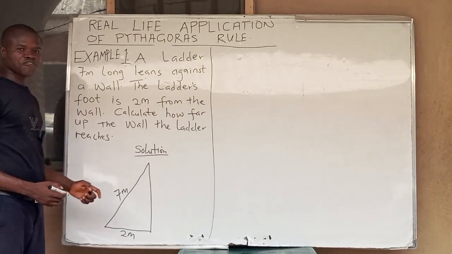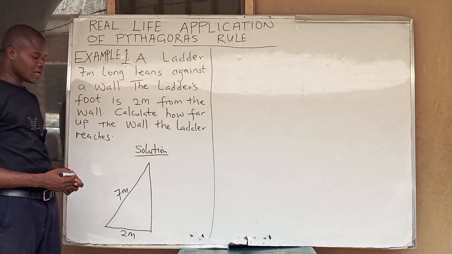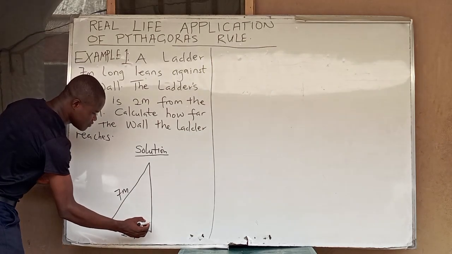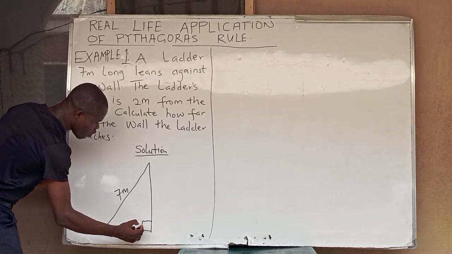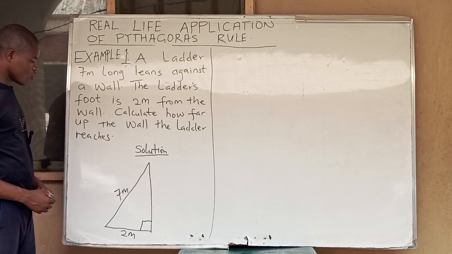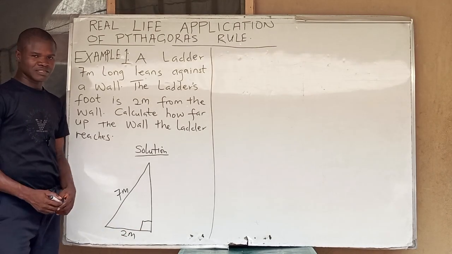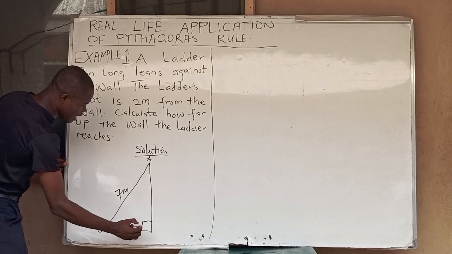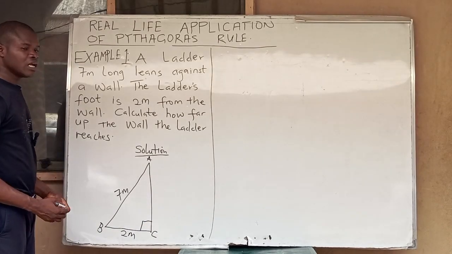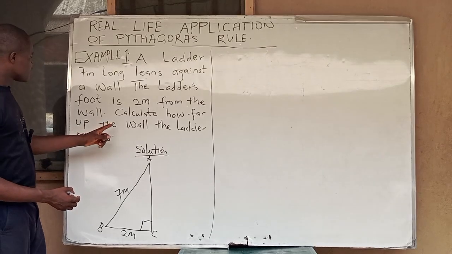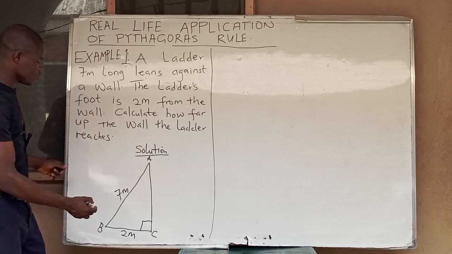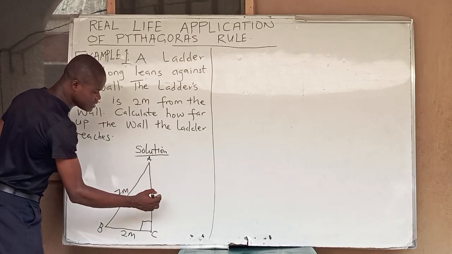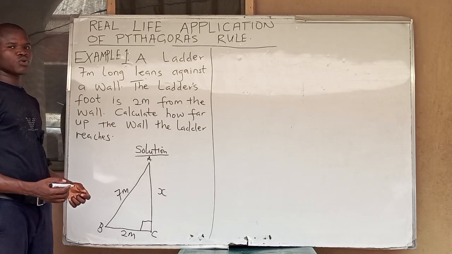So definitely this has formed a right-angled triangle. Where is the right angle in this triangle? It is very clear that it is where the wall meets the floor. So this is your angle 90 degrees. You can choose to call here A, here B, and here C. Next, remember the question says we should calculate how far up the wall, the distance from here to here. So we can call the distance AC our X. That's what we are looking for.